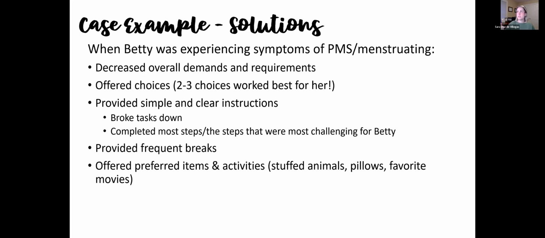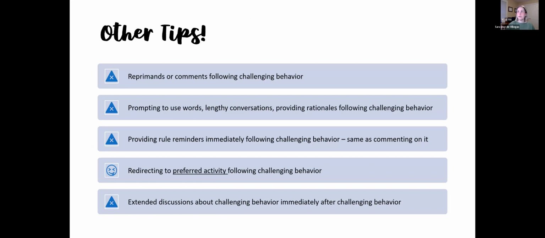So that's just a quick example. I have some other general tips to summarize everything that we've been talking about. So I'll leave this here for a second.